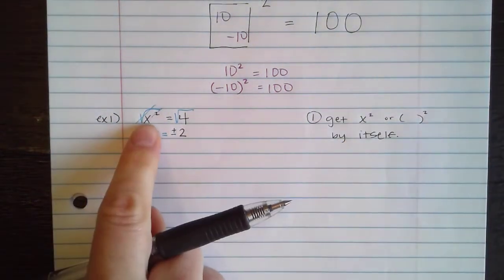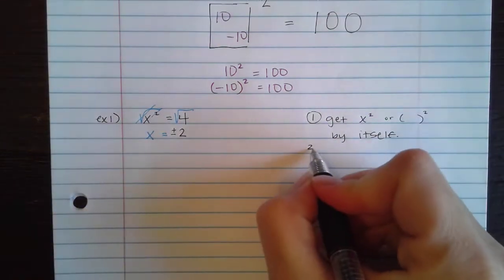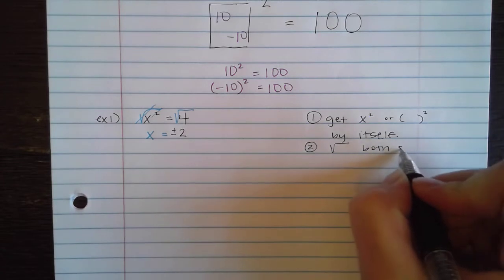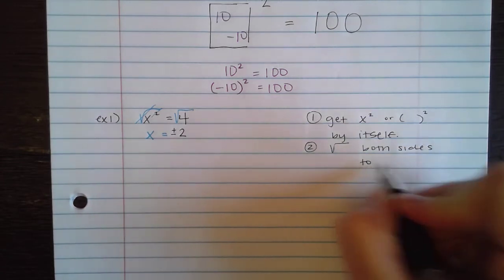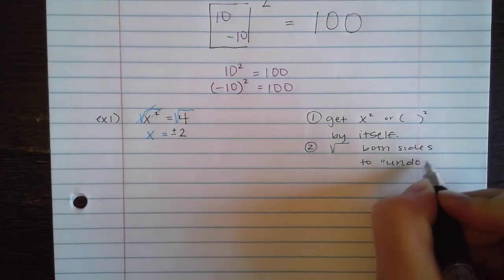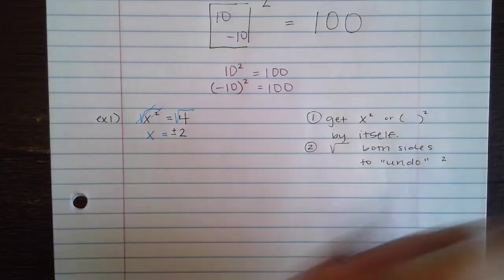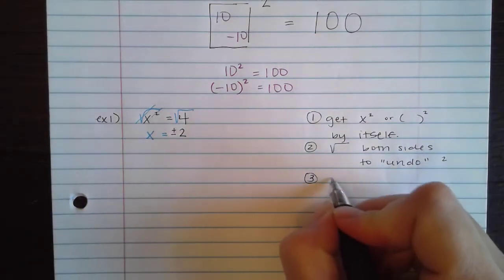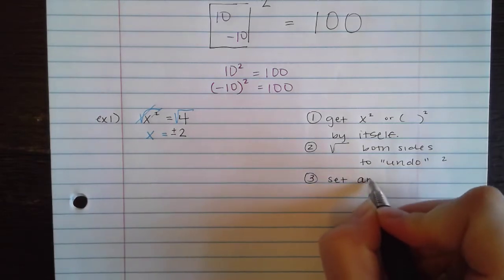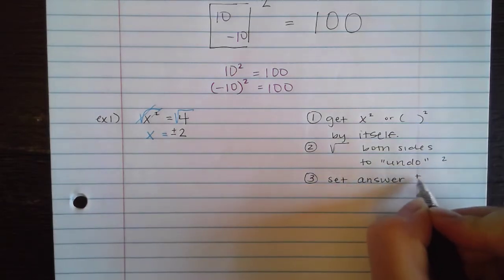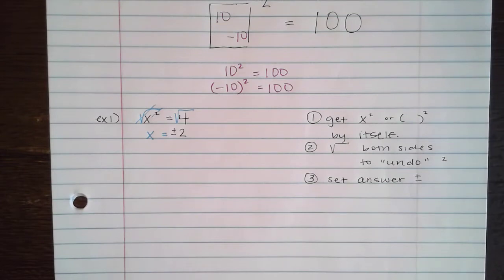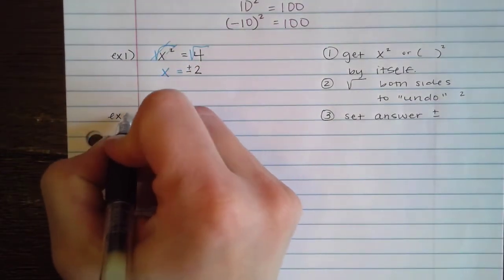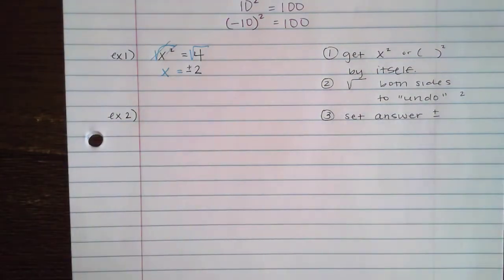In that case, it already was done. Check. Number 2, square root both sides to undo or get rid of the squaring. And then set answer as a plus or a minus. And we're going to see what another example might look like following those directions.